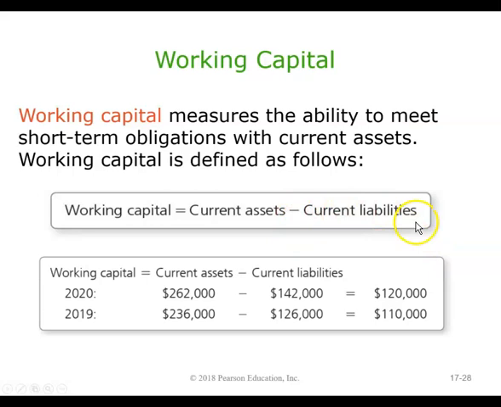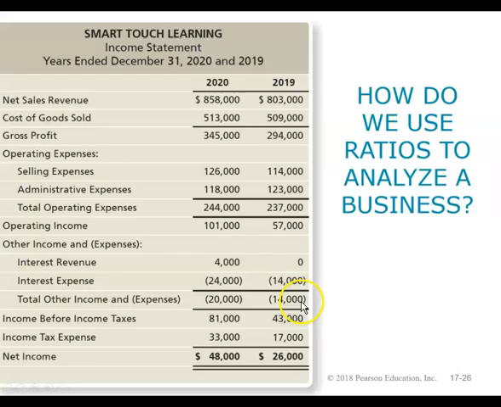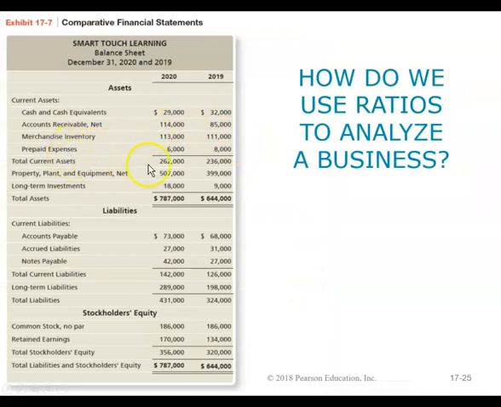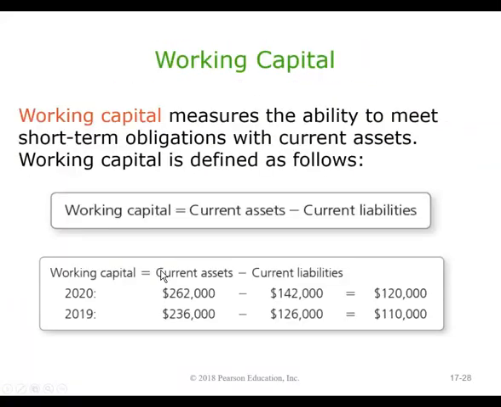All right, and then we subtract out current liabilities. These are liabilities that we will be paying within 1 year. All right, so working capital for 2020 for this company is $120,000. For 2019, it's $110,000. All we did was we found our current assets. Let me show them to you. 262 minus 142. So we look on our balance sheet, current assets 262, current liabilities minus 142, and that is your working capital. So all your current assets minus what you have to pay soon gives you what you have to work with, your working capital.